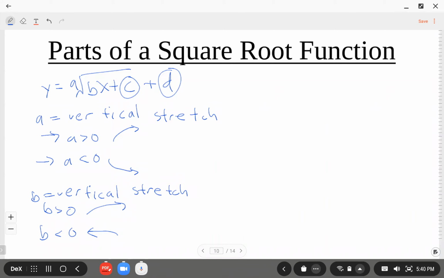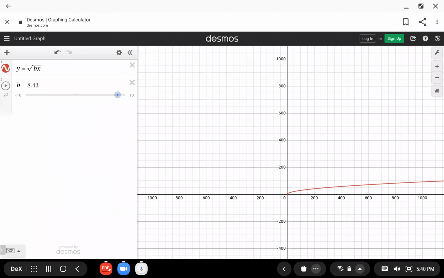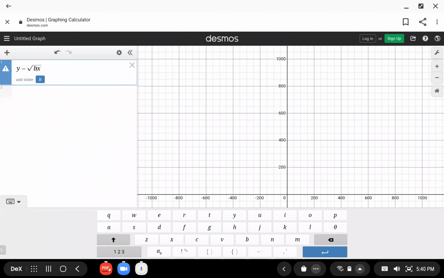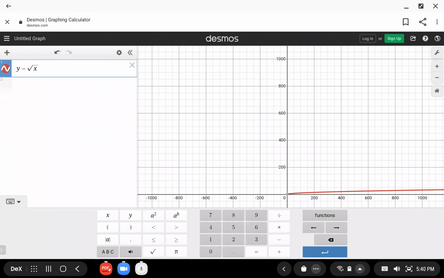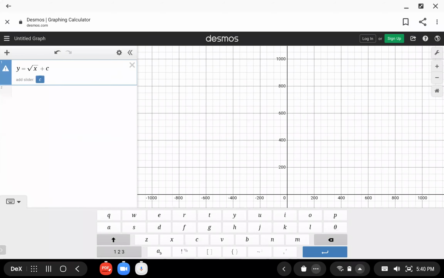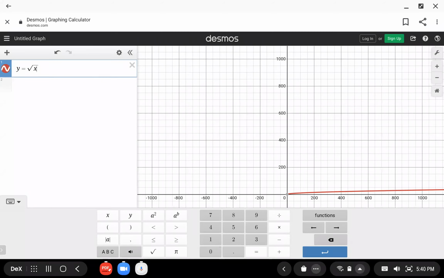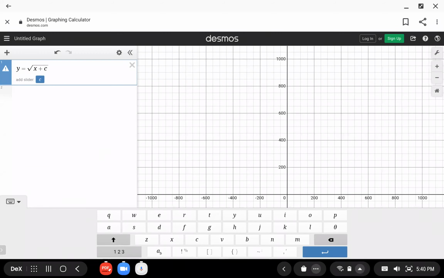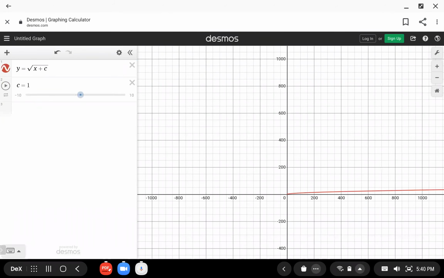Now C, you can probably guess what it does, and I've already told you. So add C. We're back in the square root. Let's not go out of it. So x plus c. Any guesses on what that does? What does c do?